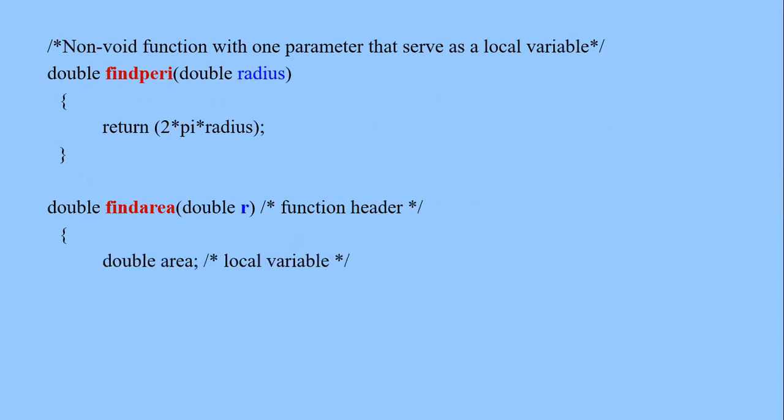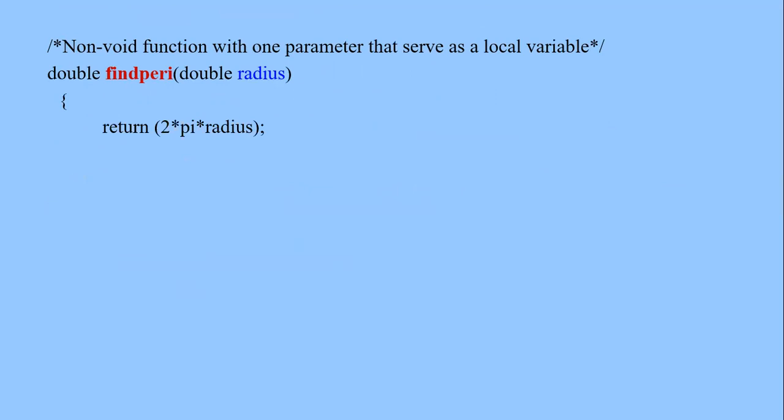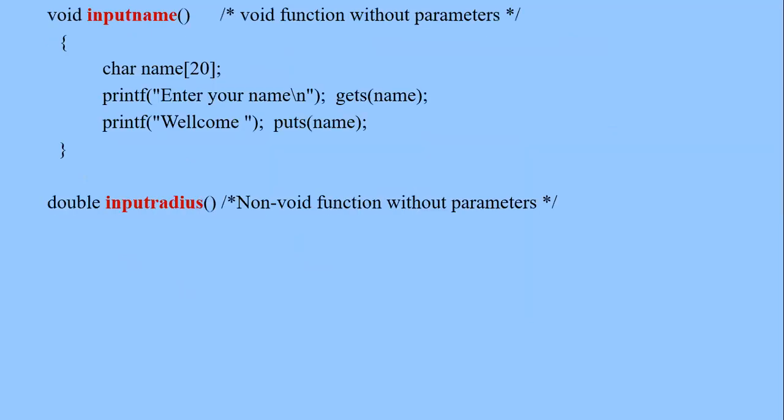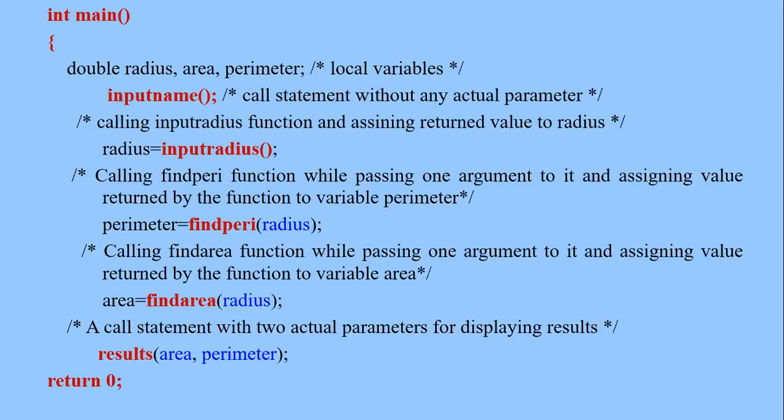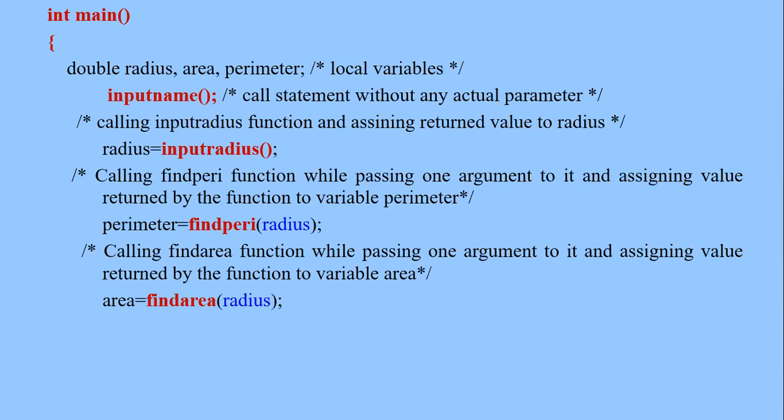And the function will do that. It will compute area and return the value of area back to the calling function, the calling main function. So the control will be brought back all the way to the caller here. And then the value returned by find area will be assigned to the memory location called area.